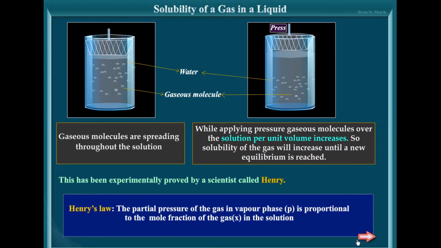So Henry's law: the partial pressure of the gas in the vapor phase is proportional to the mole fraction of the gas in the solution. You can keep your text open and learn the definitions as in the textbook. You need not learn this definition. Whatever is given in the textbook is much better. If you want, you can go through this definition also.